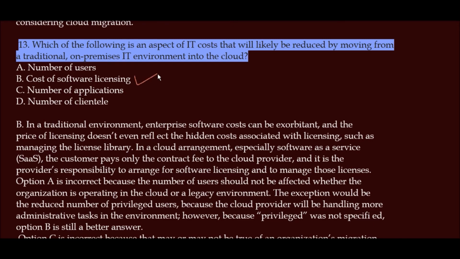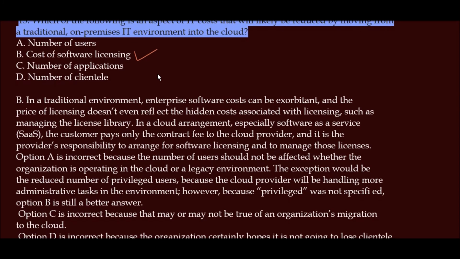Because in a traditional environment, enterprise software cost can be exorbitant, and the price of licensing doesn't even reflect the hidden costs associated with licensing, such as managing the licensing library. In a cloud agreement, especially software as a service, the customer pays only the contract fee to the cloud provider, and it's the provider's responsibility to arrange for software licensing and to manage those licenses.